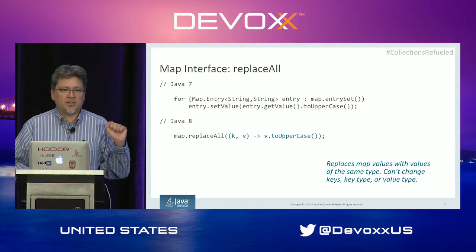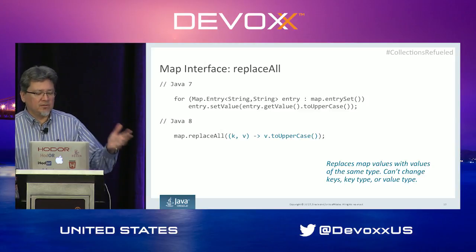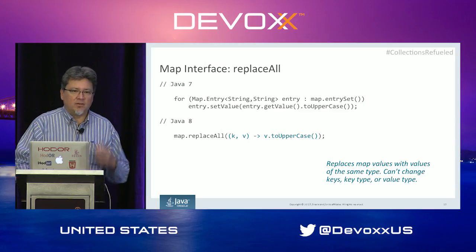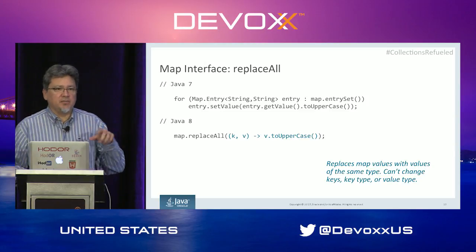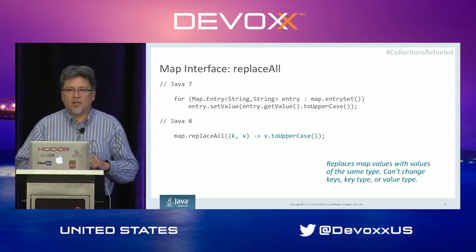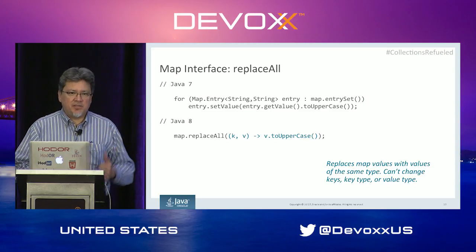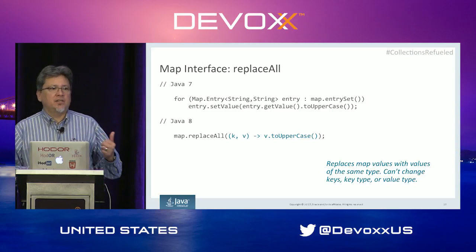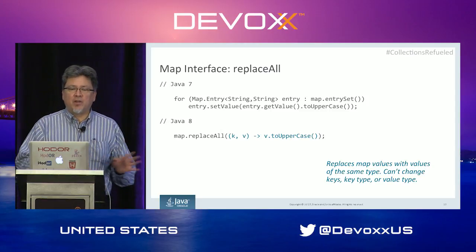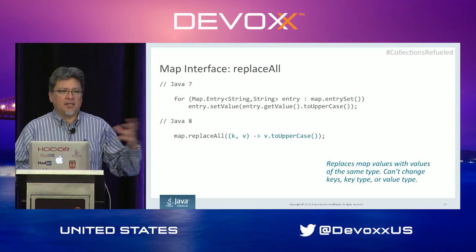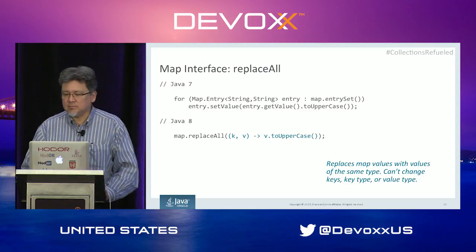So if we want to change all of the values in the map to uppercase, we just write it here, kv arrow, and then call v.toUpperCase. So this is kind of limited. If you want to do exactly this, it's wonderful. But it can only change the values in the map. You can't change keys, and you can't change the types of either the key or the value. So there are limitations there. If you want to do those things, you have to go over to streams and stream over the map entries and transform things that way.